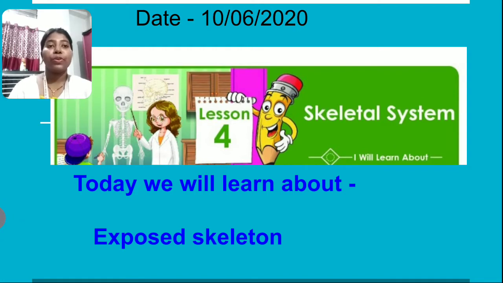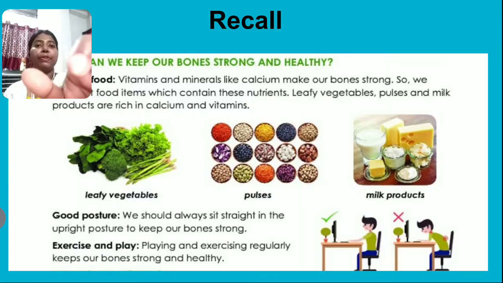As you know, we were doing our fourth chapter, that is the skeletal system. Today we are going to learn the last part of the chapter, which is the exposed skeleton. It is about the skeletal system that is outside the body. Clear? Before going to the explanation and the discussions, let us first recall what we have learned in the previous class.